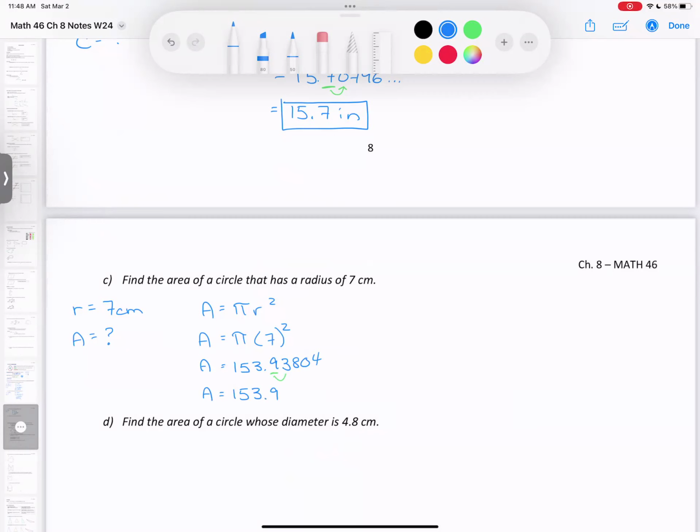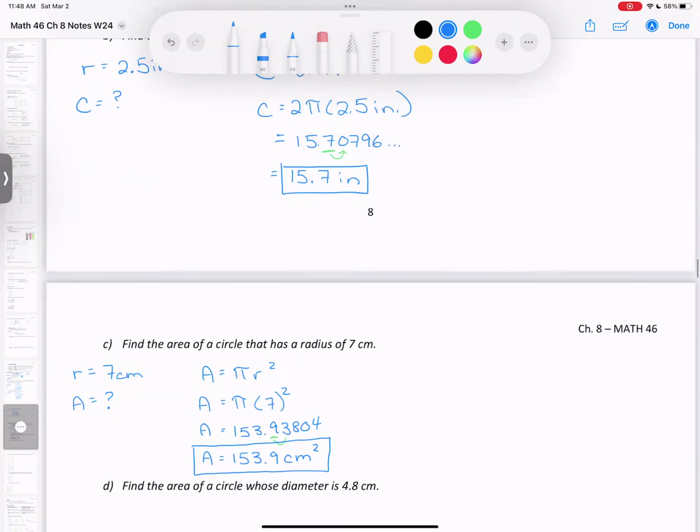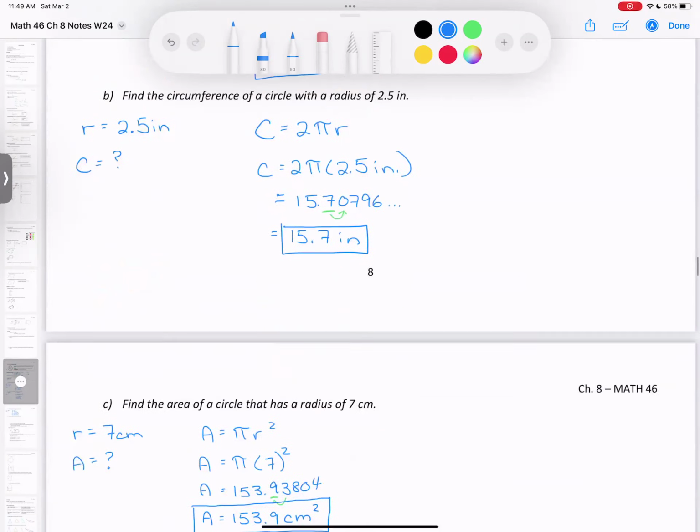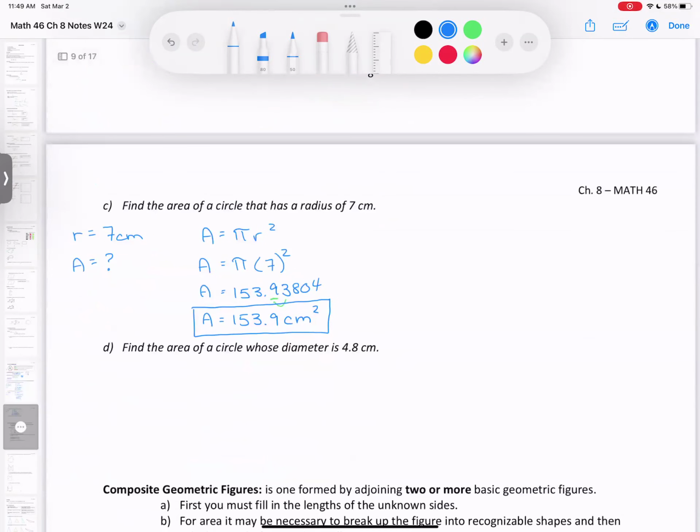Now, what are our units for area? Well, our radius was squared, which means our units are going to be centimeters squared. Anytime you're asked for an area, your units are always going to end up being squared. Anytime you're asked for circumference, your units will always stay as they were. When we did circumference, our answers were in inches because we were given values in inches. Now that we're doing area, we were given a radius in centimeters, so our answer will be in centimeters.